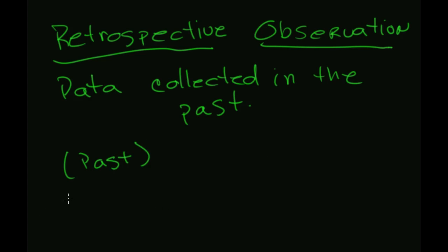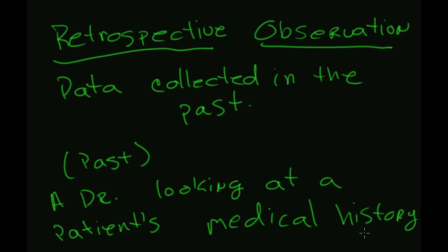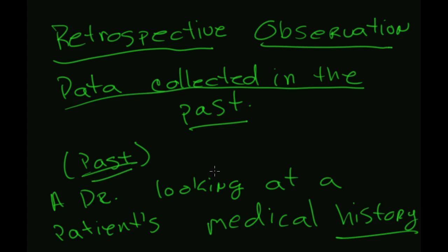Okay, so this would be something like a doctor looking at a patient's medical history. Everything that he's looking at is data that's been collected in the past, but he's making a present evaluation based on that past information. So cross-sectional is looking at everybody in the present. Retrospective is looking at something that happened in the past in order to understand it in the present.